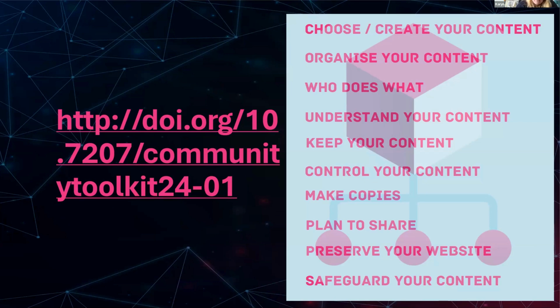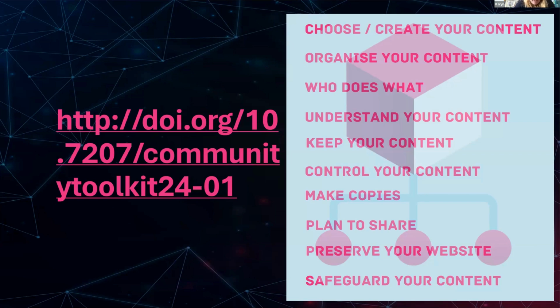Next is Make Copies. Again, this topic is self-explanatory. This topic explains why having more than one copy of your content is so important and why every group should be making copies of their collections. Plan to Share is next, and this focuses on the areas that you need to be aware of when planning to provide access to your collections. Information rights, copyright, and general data protection regulations are all covered and practical guidance is provided.